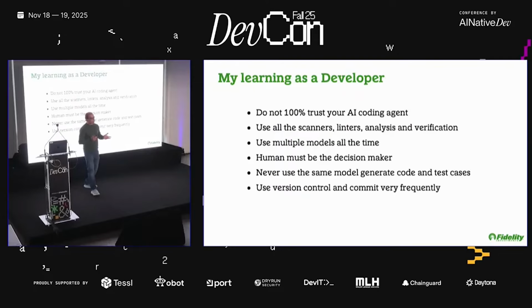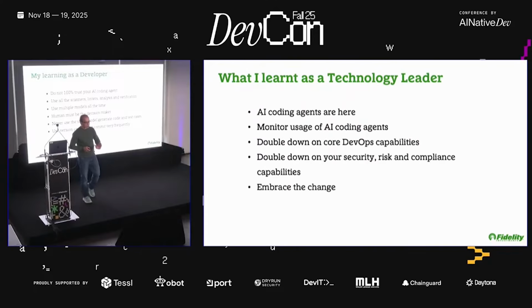Now, my learning as a developer, you all know this stuff. Do not 100% trust your AI coding agent. They will lie to you. Use all the scanners, linters, and all that. I'm going to quickly skip to the slide, which is more important for me as an architecture lead.